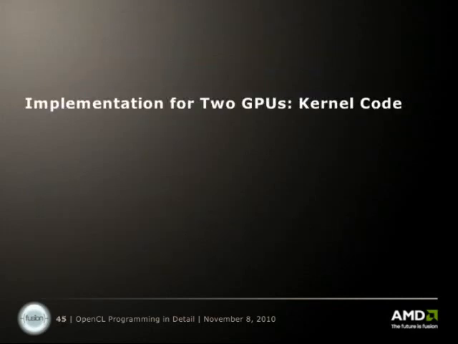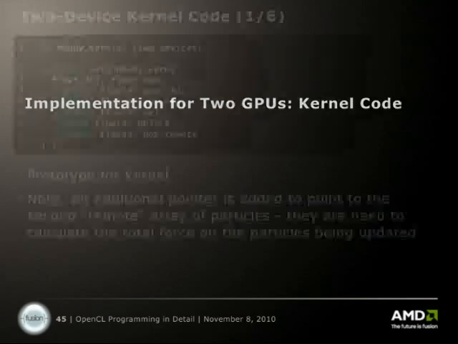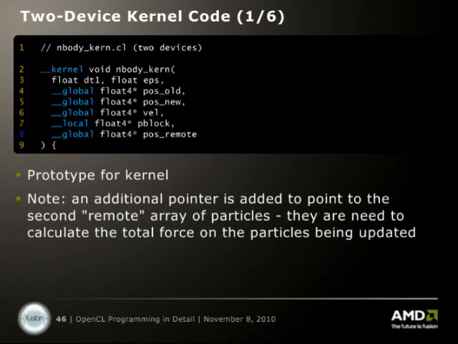I want to begin with discussing how we would modify the kernel code. To begin with, here's the prototype for the kernel code. As a matter of notation, the red line numbers indicate code that's been introduced that's different from what we saw with 1 GPU. In the prototype, there's one change that we make, and that is that we have to add an additional argument. And this is position remote.